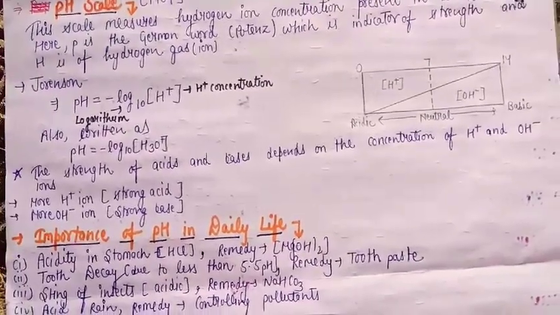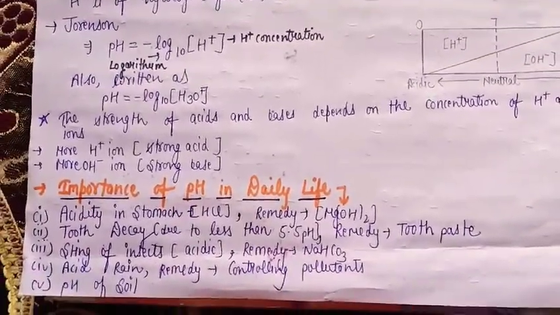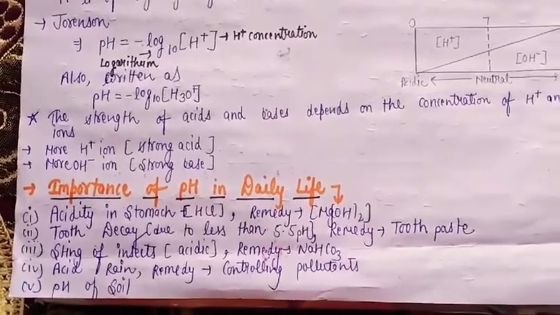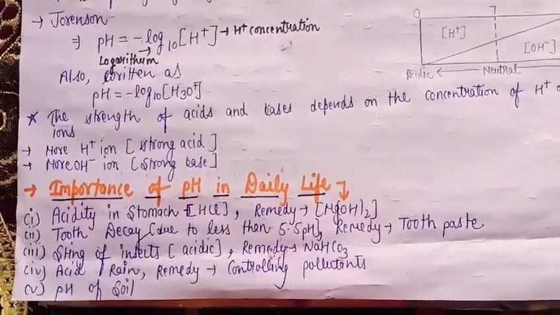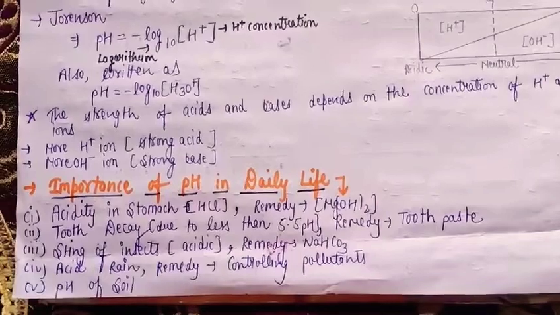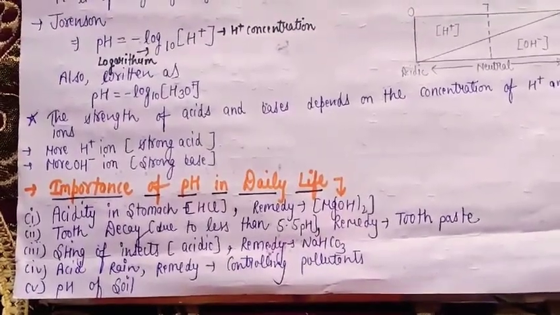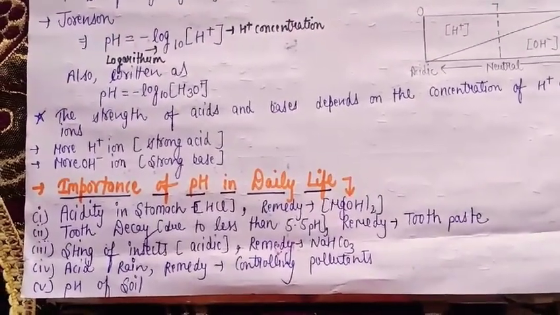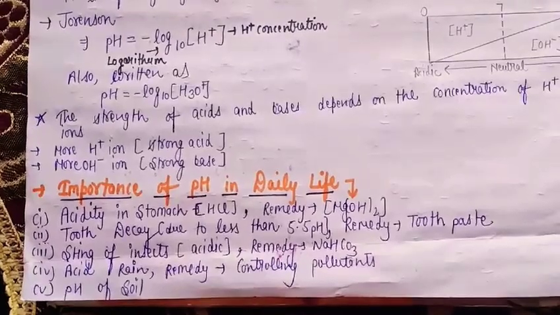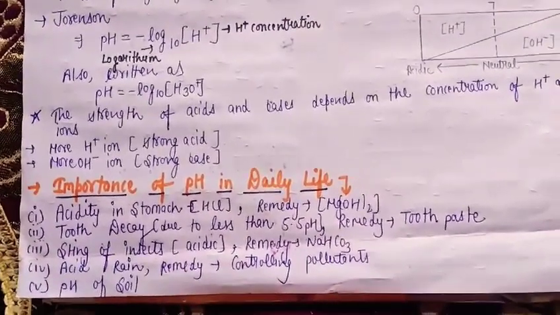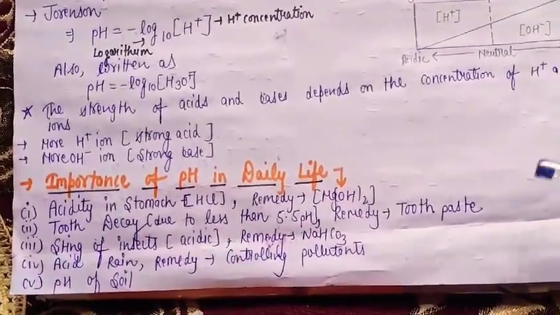So what does it mean to say? It means that when we take food, the pH of our mouth becomes less than 5.5, which is acidic in nature, and that acidic nature harms the enamel present in our teeth. So to prevent that, we have to use a mouthwash or toothpaste. So toothpaste is the remedy for this. Okay.